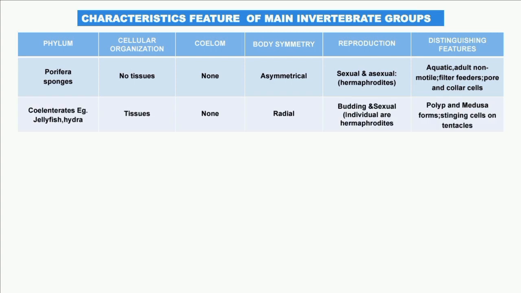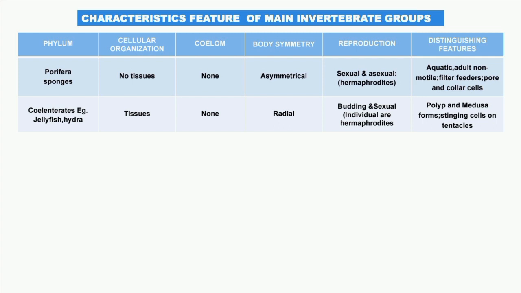Then the next we will talk about is Coelenterata, also called cnidarians. Examples of these are jellyfish, hydra, and so on. Cellular organization: they exhibit tissues. Coelom: there is no true body cavity. Body symmetry: they have radial symmetry or biradial symmetry.